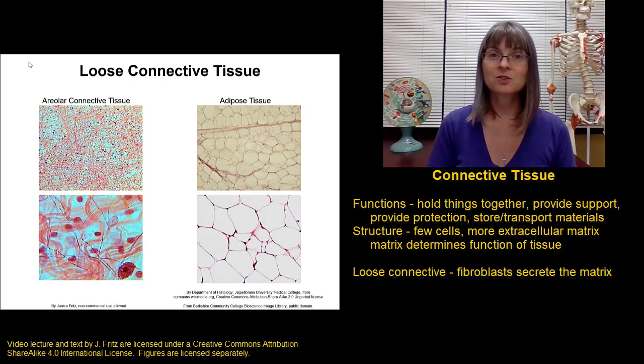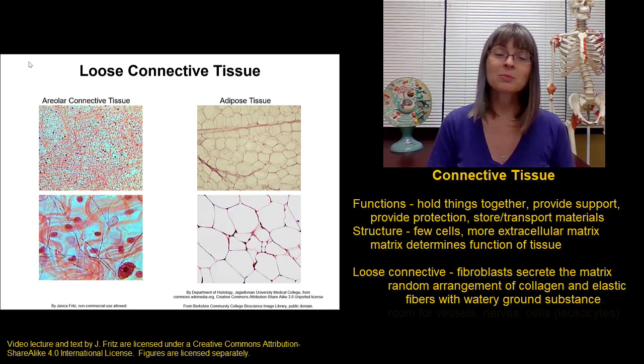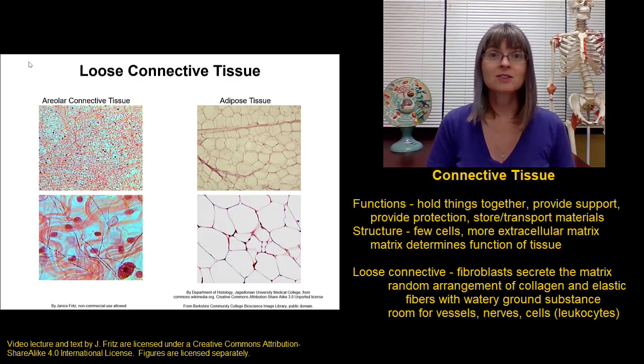In loose connective tissue, the cells that create the extracellular matrix are called fibroblasts. The name basically says it all. Fibroblasts secrete fibers. They're going to secrete the collagen and elastic fibers that make up the matrix of the connective tissue. Loose connective tissue typically has a rather random matrix of a network of collagen and elastic fibers. This loose network of fibers provides plenty of room for blood vessels, nerves, and cells to go through the connective tissue to get to different organs of the body.